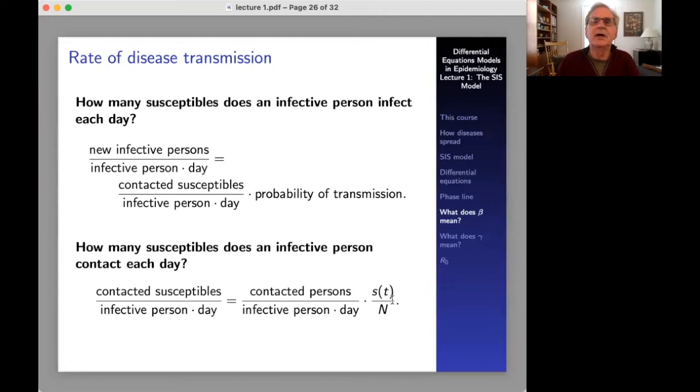And then multiply by the fraction of the population that's susceptible. And that should be the number of susceptibles that the infective contacts in a day. For example, if he contacts 3 people in a day, but only a third of the population is susceptible, then he's only contacting 1 susceptible per day. Okay.